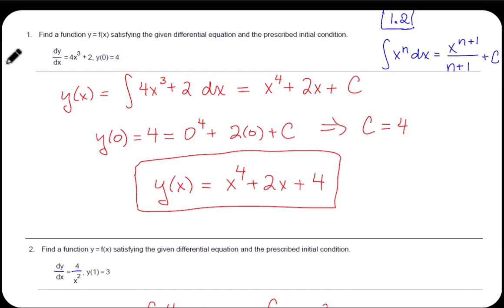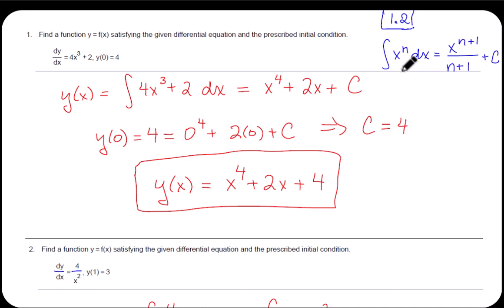So, in question 1 here we have a first order differential equation. They are giving me an initial condition, y at 0 is 4. So I want to find a function whose derivative is 4x cubed plus 2. Now you know this is simple integration because there's no y's on the right hand side.